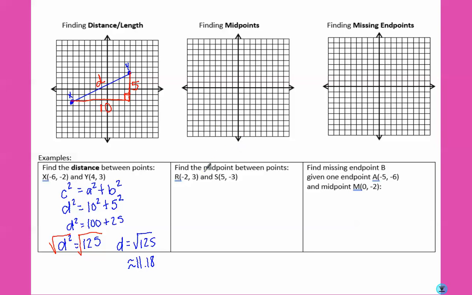Finding the midpoints. So this one asks us to find the midpoint between 2 points, r, which is at -2, 3, and s, which is 5, -3. So let's start by plotting our points. -2, 3, and 5, -3. So this is s, and this is r. We want to find the middle.